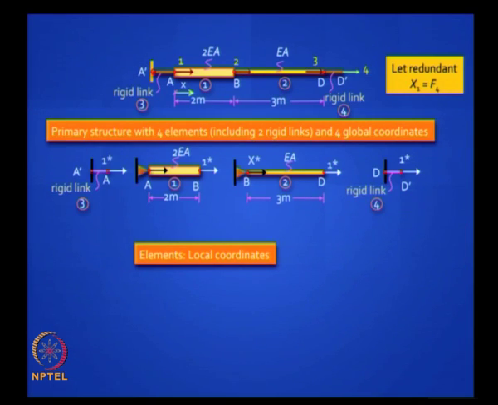Okay, now take a look. I have now introduced two elements here. Elements 1 and 2 were there in the original structure. I have introduced here elements 3 and 4, and I am calling them rigid links because they are short links, infinitely stiff. The idea is the force in that link is my support reaction.